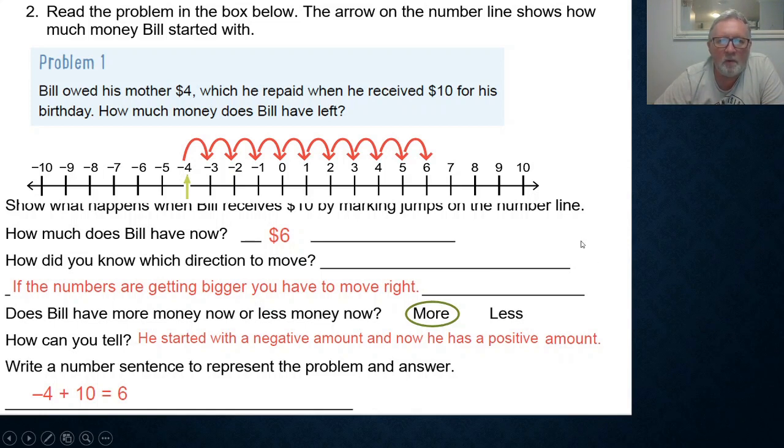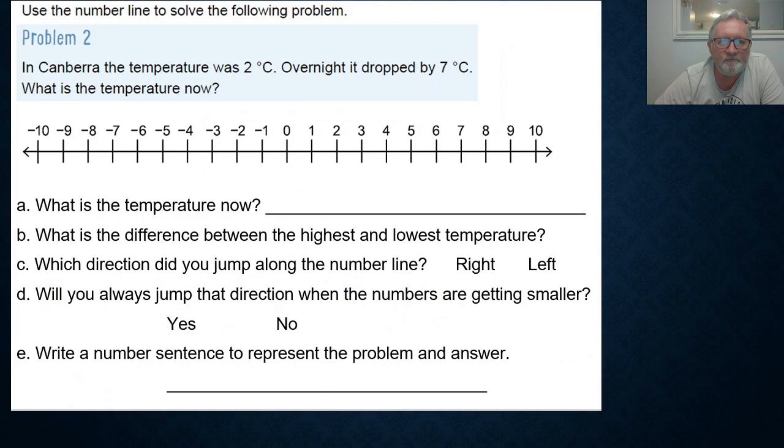All right, let's move on to problem number 2. I'll read the problem and then you work through it. In Canberra, the temperature was 2 degrees Celsius. Overnight, it dropped by 7 degrees Celsius. What is the temperature now? All right, use the number line and see if you can work it out. Pause the video and work through each of those questions related to question 2.